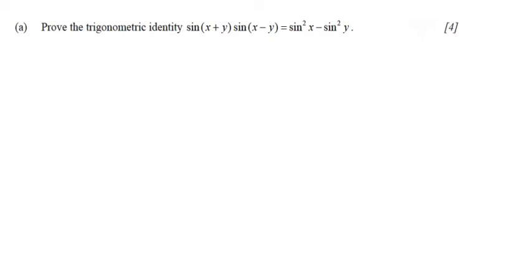Let's start with our first part A, this trig identity. Very simple in my opinion. We first start with the more complicated side. So out of the left and the right hand side, the left hand side looks a lot more complicated, and we can make it simpler from there.